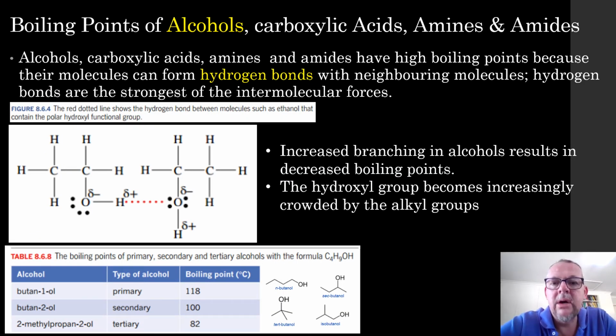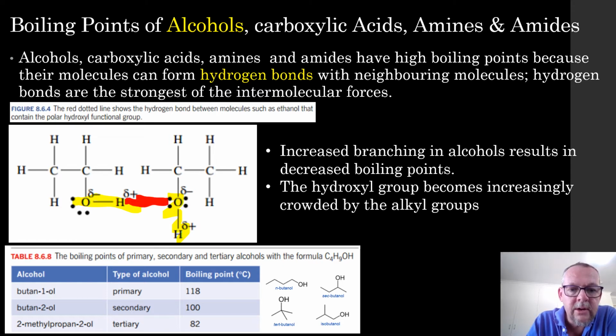Okay, now if I have a look at alcohols, carboxylic acids, amines and amides, we're going to first of all note that each of these four have hydrogen bonds. So alcohols, carboxylic acids, amines and amides have high boiling points because their molecules can form hydrogen bonds with the neighbouring molecules. Now hydrogen bonds, remember, are the strongest of the intermolecular forces. So if I have a look first of all at alcohols for this slide, you can see that we've got an OH group here and OH group here. And what's happening, you can see this hydrogen bond along here that is connecting to the partial positive and the partial negative.